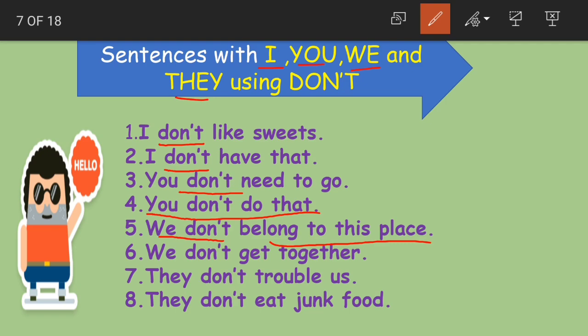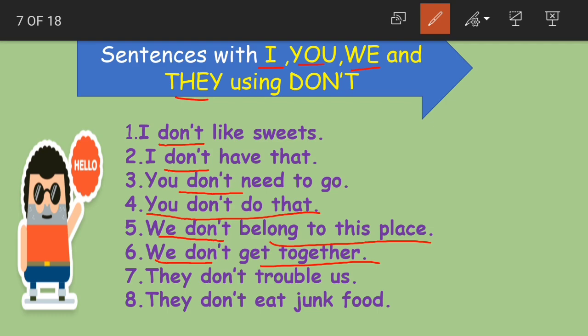Okay. Now, we don't get together. So I already said, a small gathering of near and dear, we call it get together parties or occasions. So here we are giving a negative statement that we are not meeting or gathering with all our near and dear.